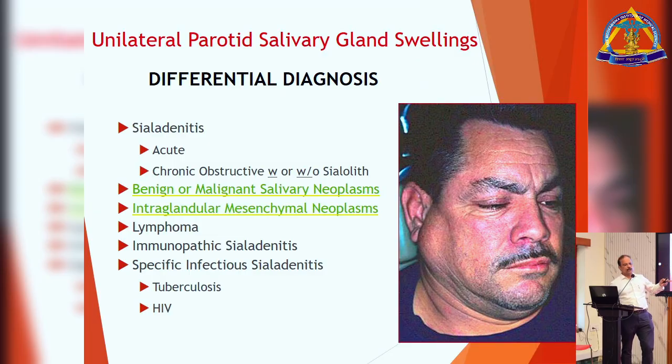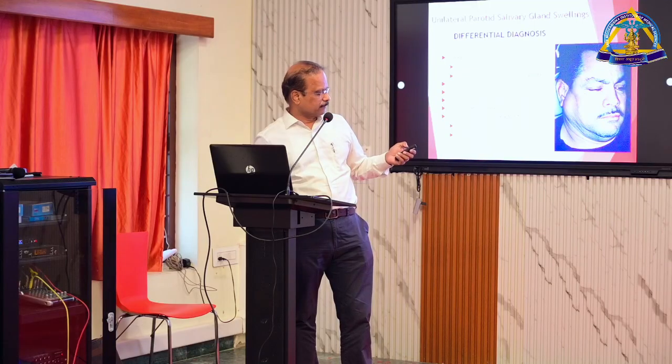Whenever you have a unilateral parotid swelling, the commonest parotid swelling which occurs in a postoperative patient is acute parotitis. Another cause is sialolith, which is not common in the parotid, but for completeness' sake I am mentioning it. But what is the commonest swelling which involves the parotid, a viral infection? Mumps. It tends to be bilateral. The next thing is benign and malignant neoplasms of the salivary gland, parotid.